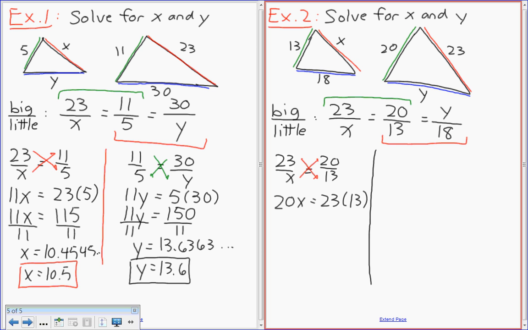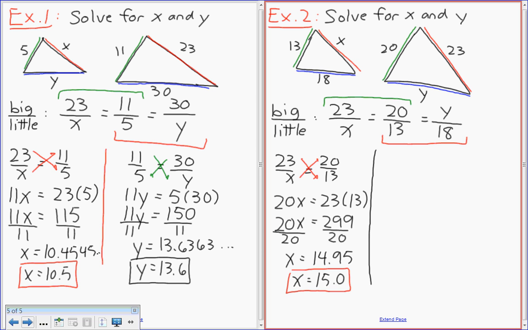Dakota, could you do 23 times 13, please? 299, great. Shelby, next step to solve for x is? Wonderful, divide by 20. And Charity, do you have an answer for that? Great, 14.95. I'm going to round to 1 decimal, that would be 15.0. The reason you round up is because the 5 tells you to go higher. Okay, great.